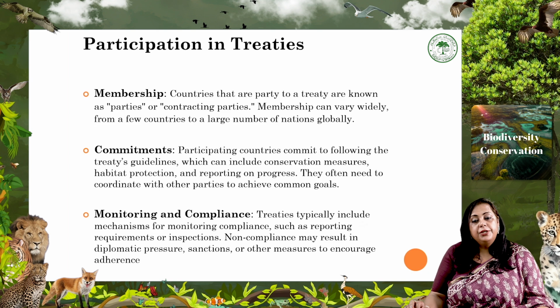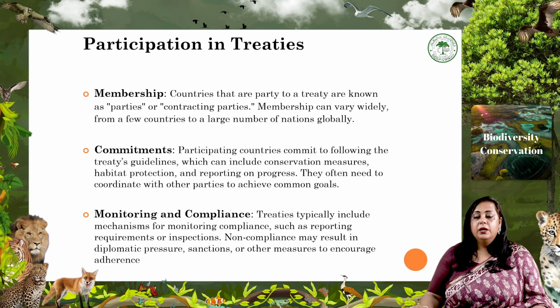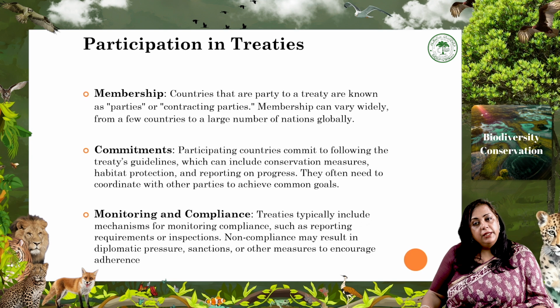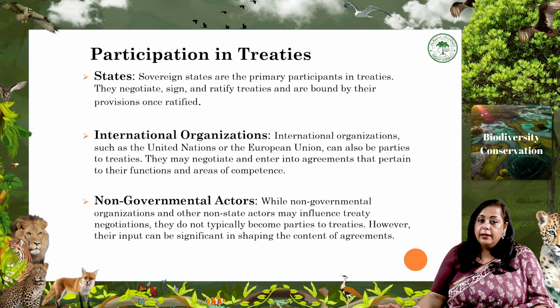Monitoring and compliance. Treaties typically include mechanisms for monitoring compliance, such as reporting requirements or inspections. Non-compliance may result in diplomatic pressure, sanctions, or other measures to encourage adherence. If any nation is signing any treaty, they have to comply with the rules and regulations of the treaty. They have to make changes in their national law. They have to implement the treaty at the national level. So: membership, commitment, monitoring.